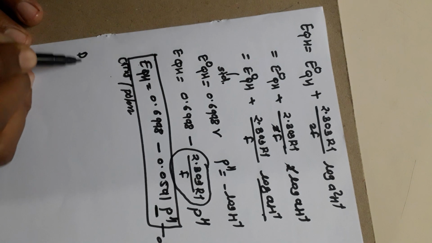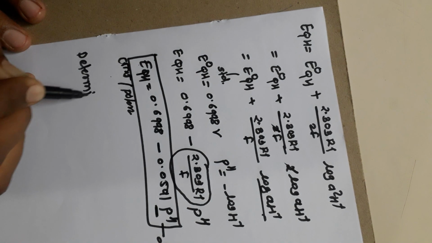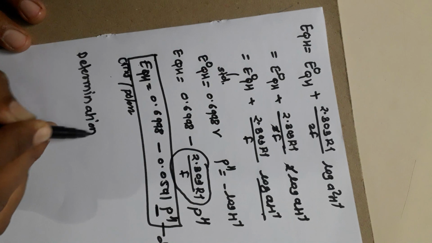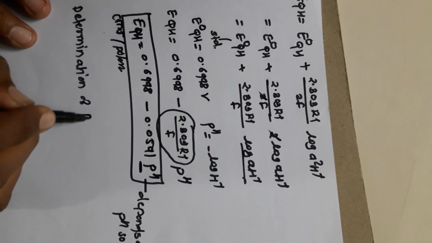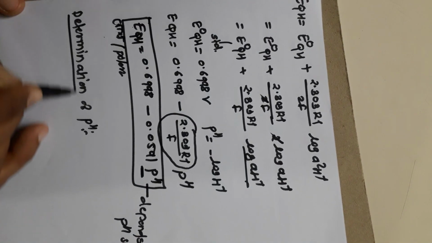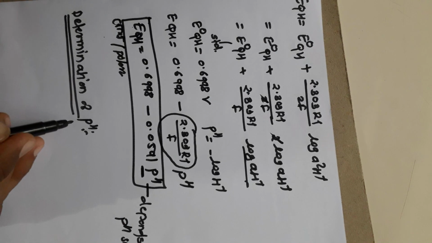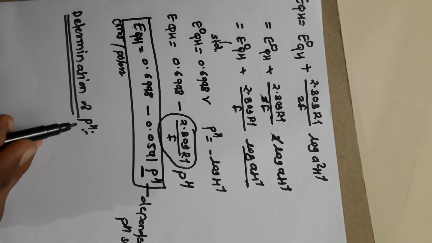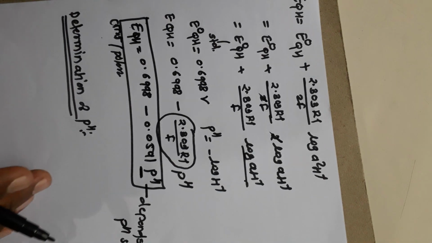Now, determination of pH. How to determine the pH of any solution by using a quinhydrone electrode. Meaning, we will see how the pH of a solution is calculated using a quinhydrone electrode. Then, determination of pH.